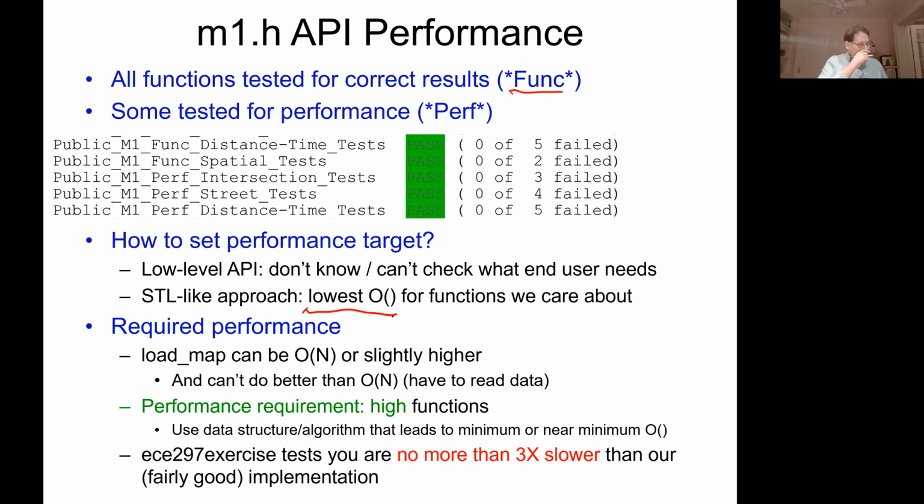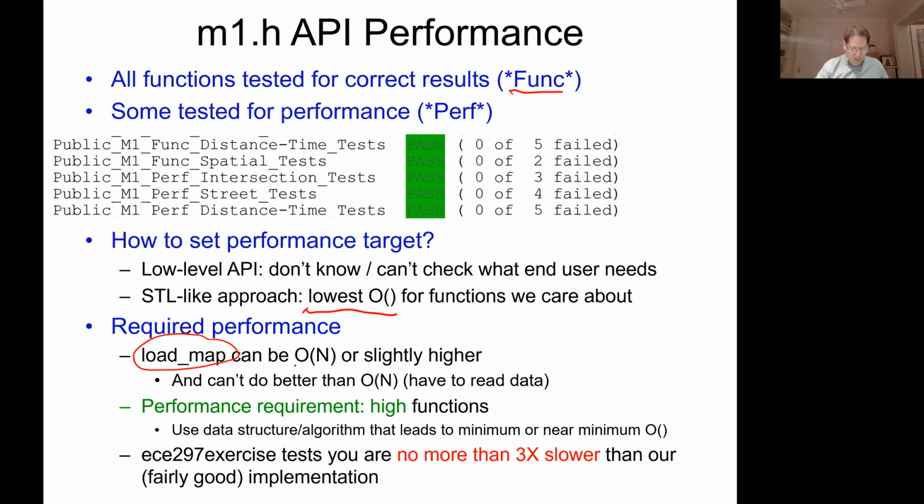So I'm going to show you this in a couple slides, but you're going to have this load map function that we're always going to call before we call any of the other functions that you wrote in M1. So load map is your chance to set up data structures and allow you to make the rest of the calls we make faster. And load map can be pretty slow.